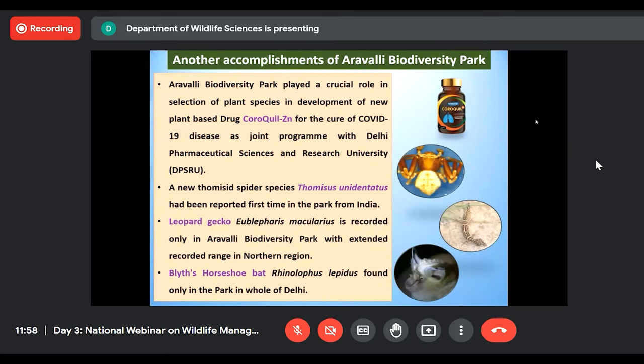So these are all areas where it supports in multi-facet ways, in what form it can be utilized, either as a wildlife refuge, or as ecosystem services to people of an urban setup, or as an innovation resource like drug production, or for any species which had not been reported and have now come up on their own. This is the way the biodiversity parks are conserving wildlife and supporting nature. Next, please.